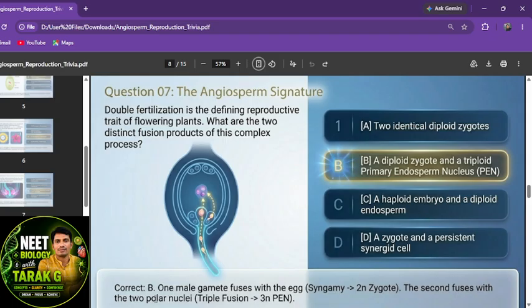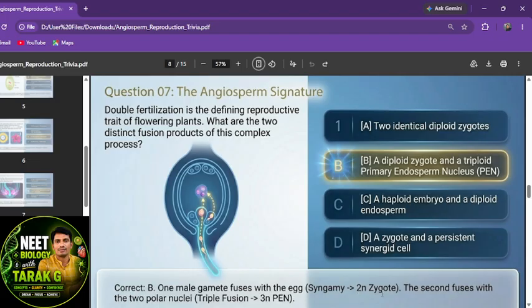Along with that, one male gamete fuses with the egg. That's generally called syngamy, right? The 2n zygote will be formed. Resulting in what? Zygote, 2n. One male gamete fuses with the egg, forming the zygote. The second fuses with the two polar nuclei. That's called triple fusion. It is the 3n condition, the triploid condition.